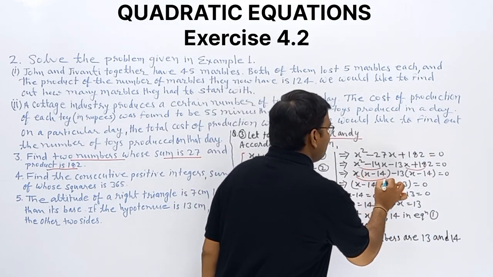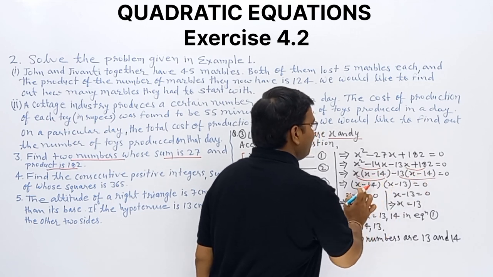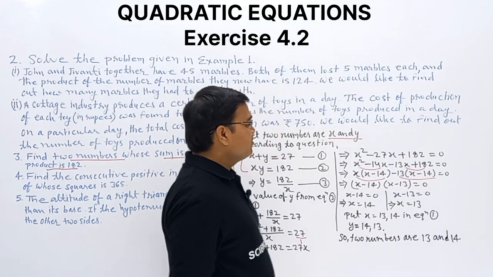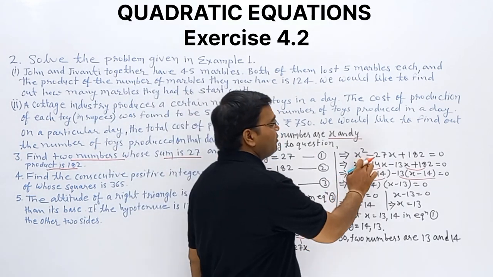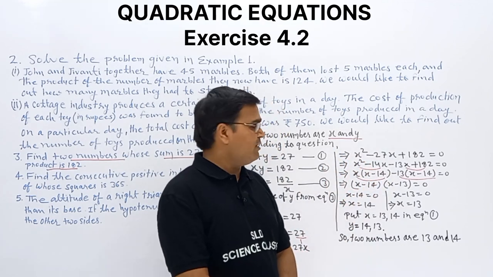Now in two terms we are having x minus 14 as common. Take both bracket outside. What is the remaining? x is remaining, minus 13 is remaining. So in this way we factorize this quadratic equation, and we are getting this value.